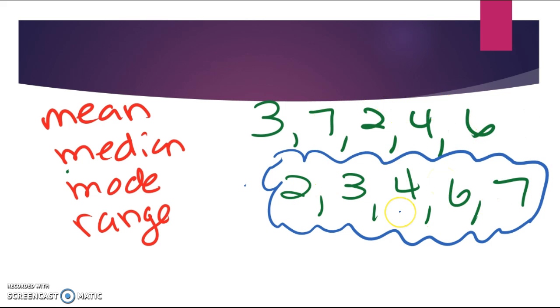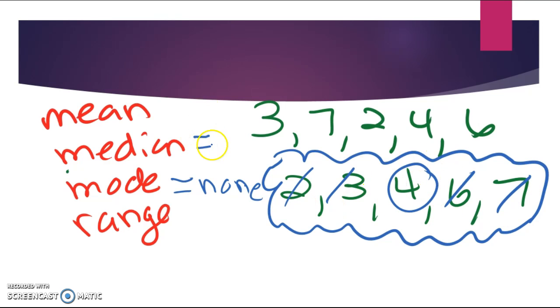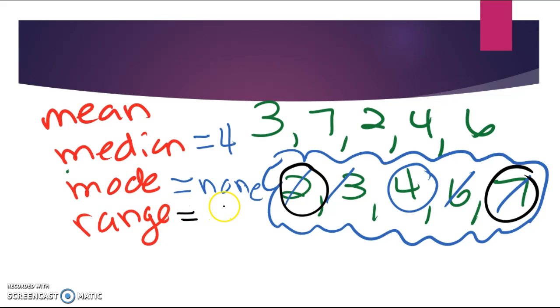Now, mean, actually, let's do mean last. Let's start with mode. Mode's the number that I see the most. I see all these numbers once, so I actually don't have a mode. So instead of 0, I'm going to put none. Now for median, that's the middle number. So I'm going to start crossing off. My median is going to be 4. My range is my biggest number, which is 7, minus my smallest number, which is 2. So my range is going to be 5.